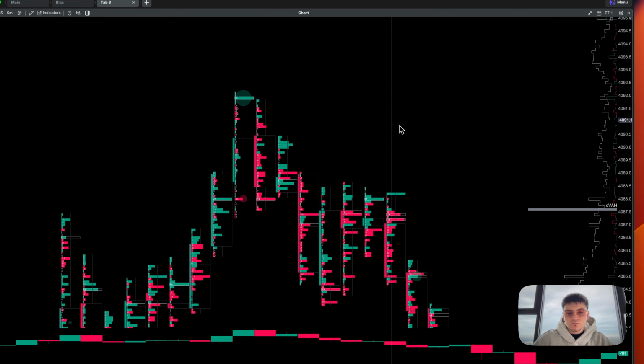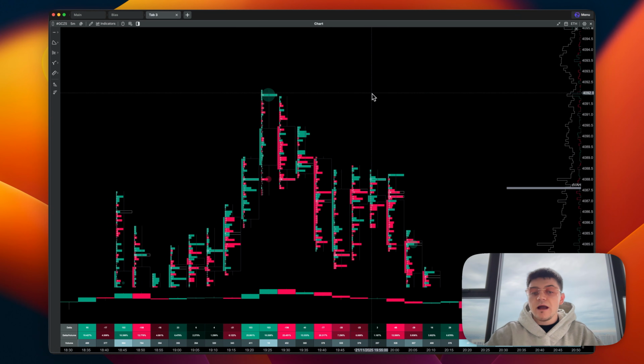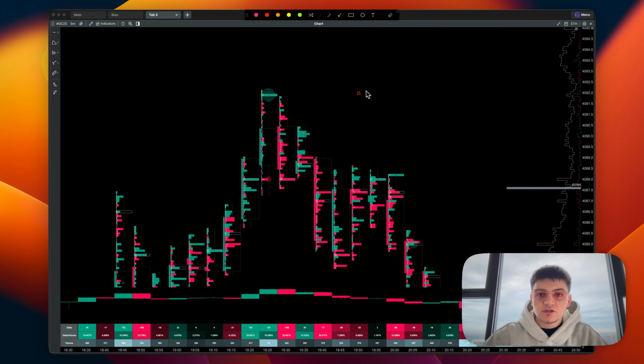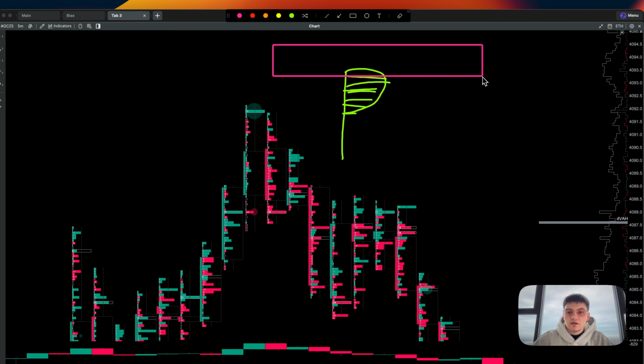So when we have absorption, what you want to see at a resistance level is a P-shaped profile. Let me show you this. If I just draw this out really quick, what you want to see is a profile that looks something like this, with a bunch of buyers coming in right around here. Let's say we have a key level, and we see a bunch of buyers stepping in around here and they're not getting any reward. You want to see these buyers not getting any reward.